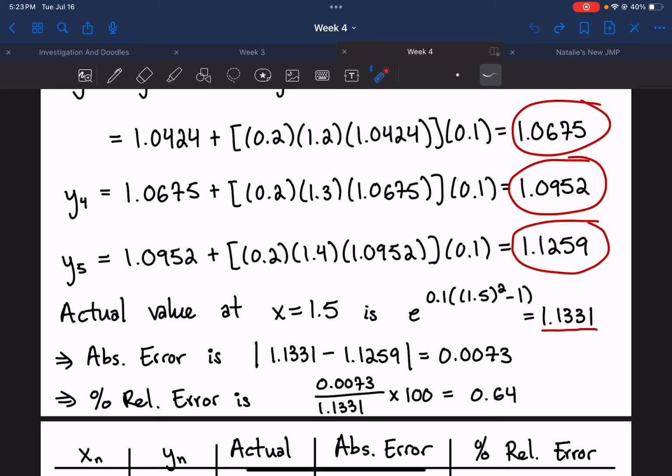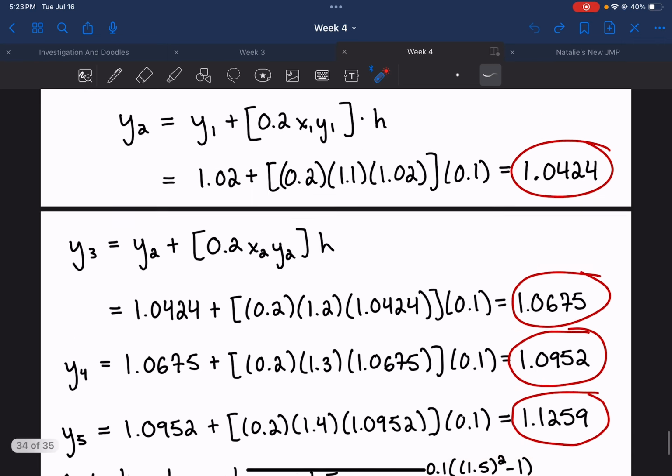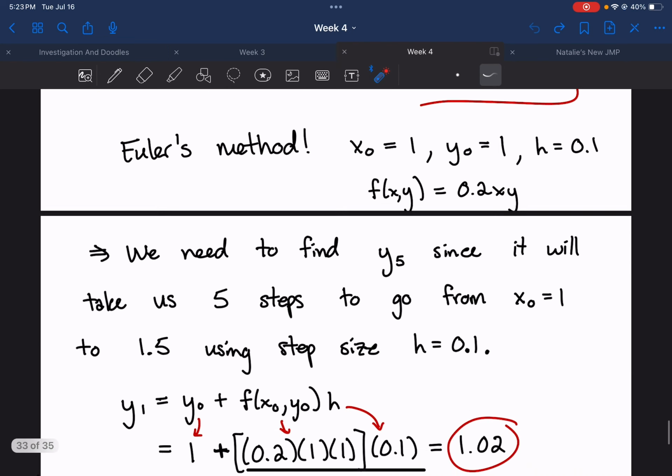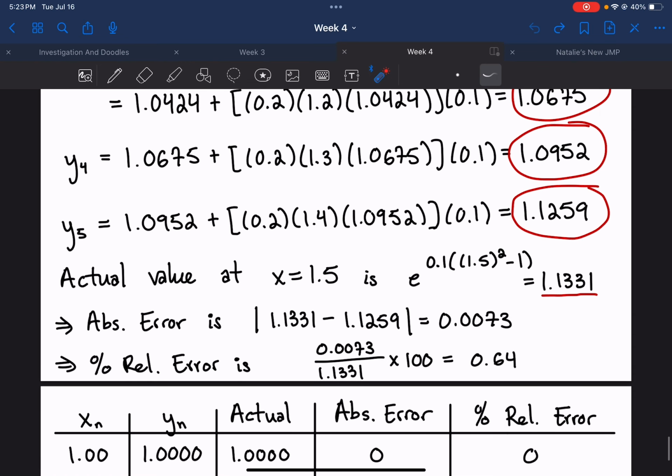Now, I can calculate the actual value at 1.5 using that closed form solution I had earlier. E to the 0.1 x squared minus 1 tells me that the actual value at x equals 1.5 is 1.1331. Therefore, my absolute error at the final step is the absolute value of actual minus approximated, which is 0.0073. That's my absolute error.